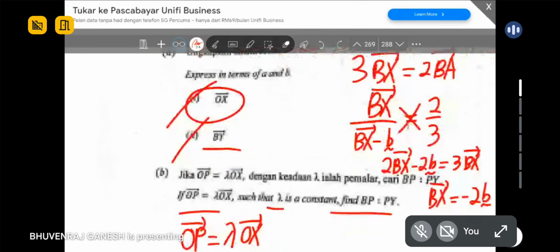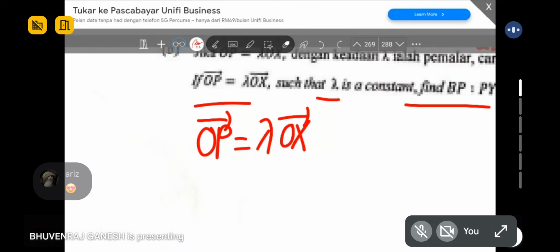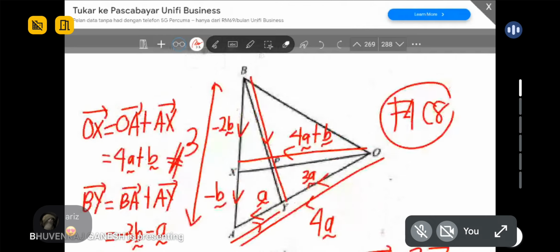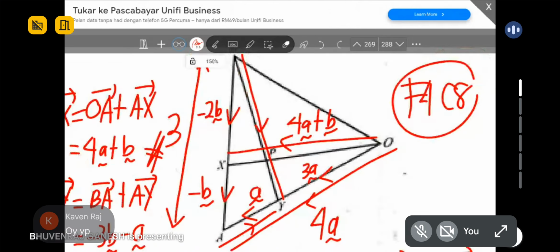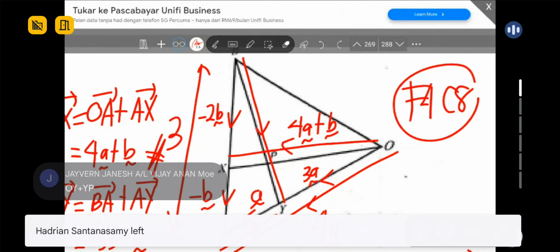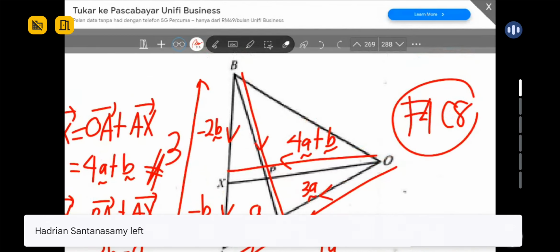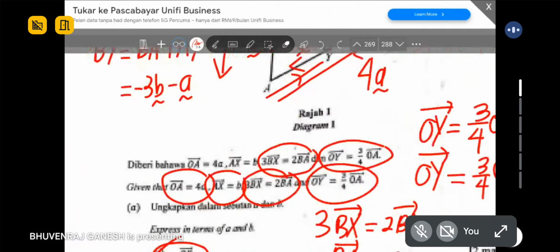Anyone? OP equal to what? What do you think? What is the combination of vectors, based on the diagram? You must be smart a bit. OP equals what? Anyone? Got an idea? OY plus YP. Okay? OY plus YP, correct? Or you can say OB plus BP. Am I right? OB plus BP also can, OY plus YP also can. So you have two options. You can choose one.